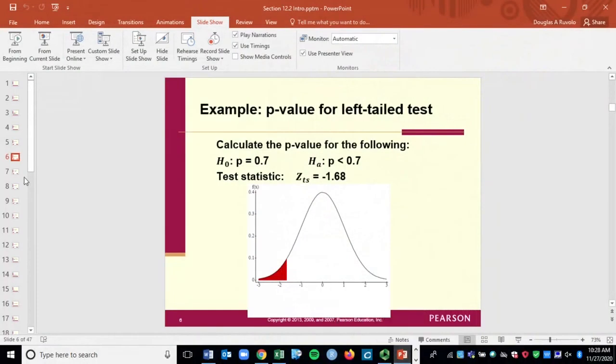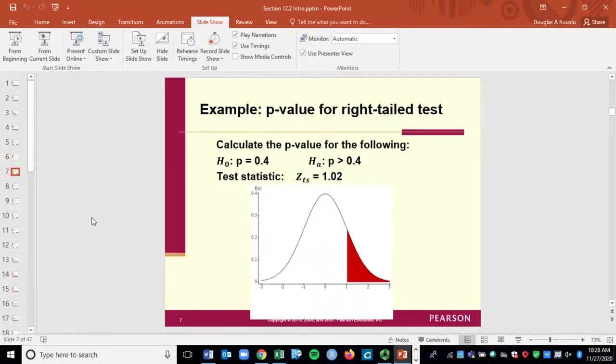Left-tailed. How about when we have a right-tailed test? That would be like what we had in our problem, all right? So remember our test stat was 1.02, and we had p is greater than. So we have a right-tailed test or an upper-tailed test. So notice I've gone here and represented the p-value in red. And so we want the area to the right of 1.02.